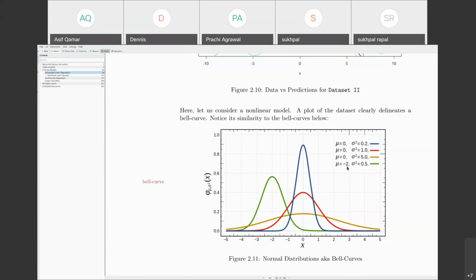Green one is centered at -2 and it has some variance. Contrast that with the blue one, which is positioned at 0. But how much is the variance? It's very low. It means it's very peaked at the center, as opposed to, let us say, the yellow one. Yellow one is also centered at 0, but see how spread out it is.